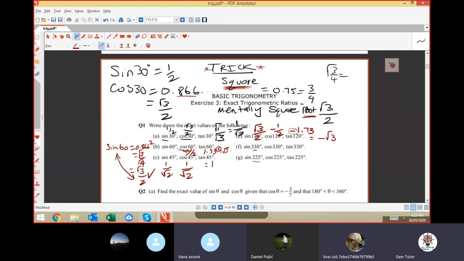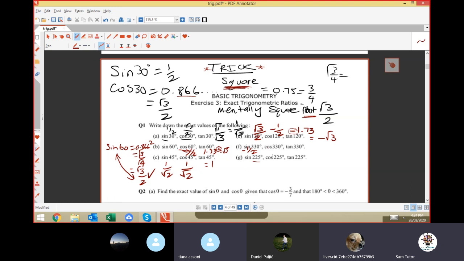Good. Tiana, let's do the next one. Sine 330. Straight away, plug it into your calculator. In fact, it'll give you 0.5, a half. Then I square that. No, you don't need to. Since that's a fraction already, it's perfect. It's done. You leave it.